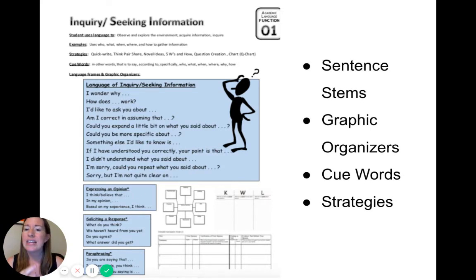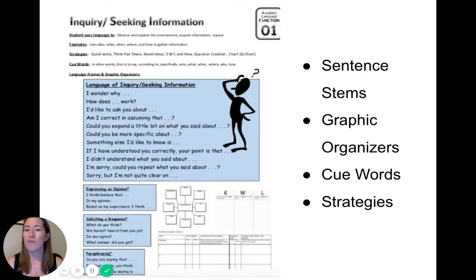You're going to see sentence stems like the ones we see in blue. Keep in mind that this is a high school document, so you're going to see a lot of sentence stems. I've had kindergarten teachers still use this toolkit, and instead of having all of these sentence stems, they might modify one or two of them.